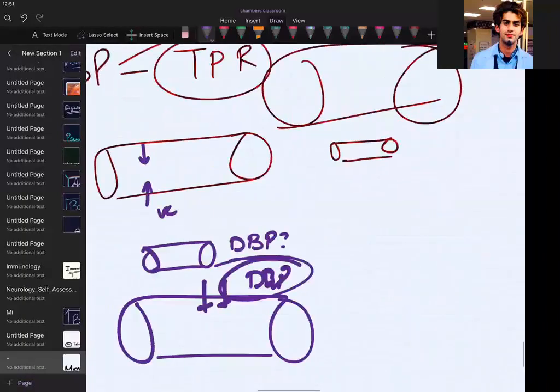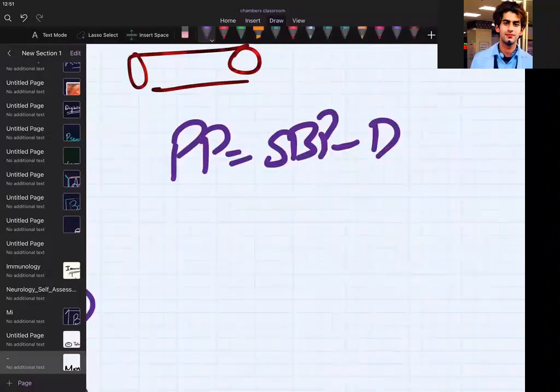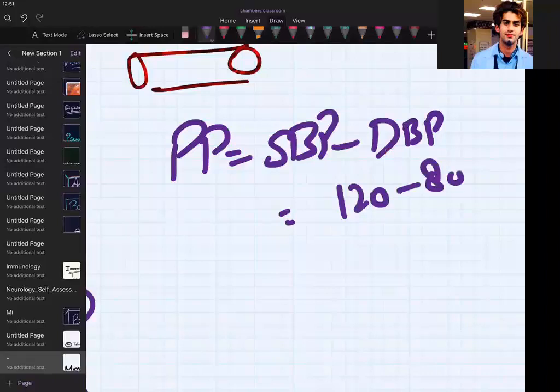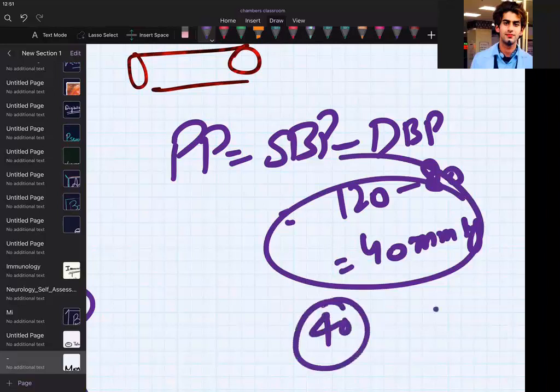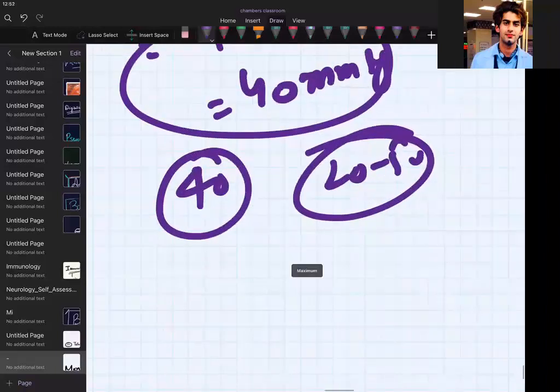What is pulse pressure? Pulse pressure is systolic BP minus diastolic BP. I have taught these things, so that's why I'm writing it fast. Taking systolic BP as 120 on average, 120 minus 80 is 40. So 40 mmHg is pulse pressure. It's not that it will always be 40. There will be a variation. It can be 20 to 50 mmHg. So don't think that 40 is something you have to remember.